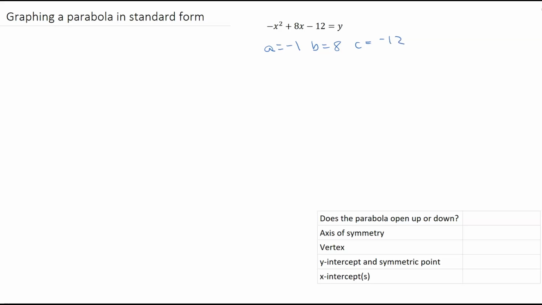First thing I'm going to do is determine if the parabola opens up or down. Since a is negative, that means the parabola opens down.